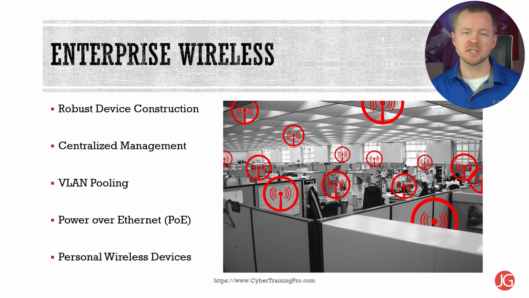Plain and simple, enterprise wireless network equipment is far more feature rich than consumer grade or small home office equipment. There are 5 main ways that enterprise equipment differs. First, we have robust device construction, meaning that enterprise gear is made from higher quality parts, and typically you can add or remove modules or capabilities.